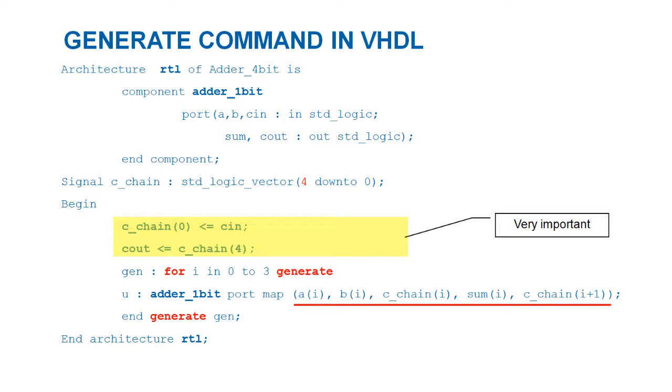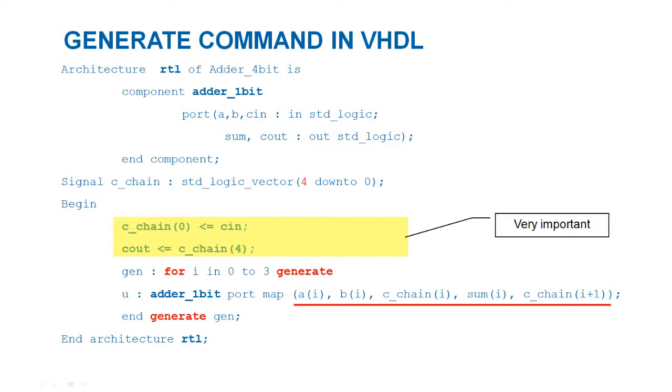Because adding two 4 bits together has the potential of flowing into 5 bits. So now I would like to create signal C chain that has a standard logic vector 5 down to 0. Then I assign the input carry in to C chain bit 0, and the carry out to C chain bit vector location 4.